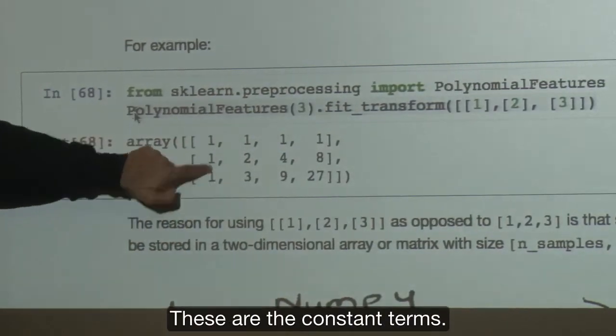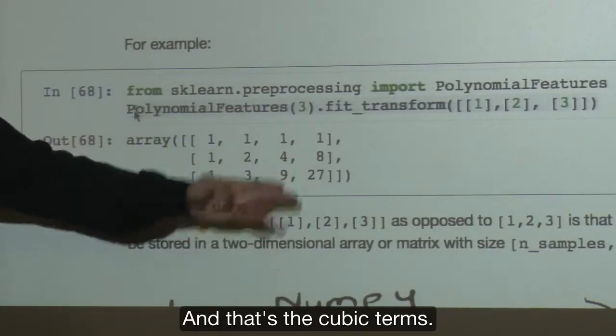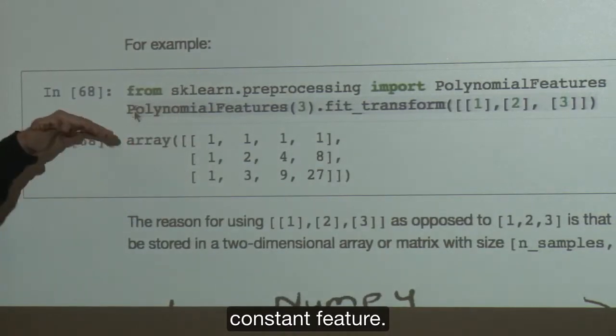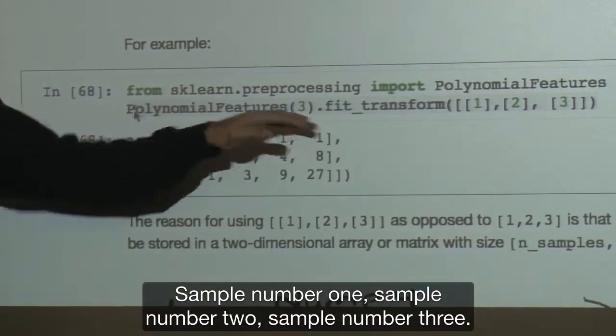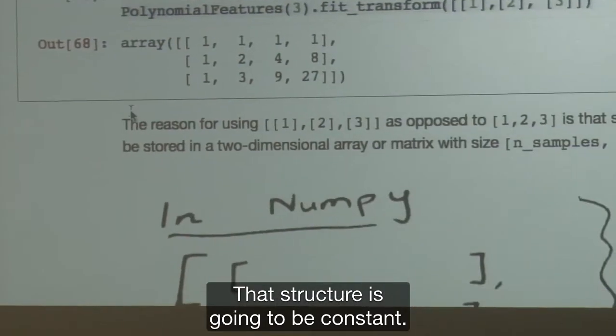These are the constant terms. That's the linear terms. That's the quadratic terms. And that's the cubic terms. Cubic feature, quadratic feature, linear feature, constant feature. Sample number 1, sample number 2, sample number 3. That structure is going to be constant.